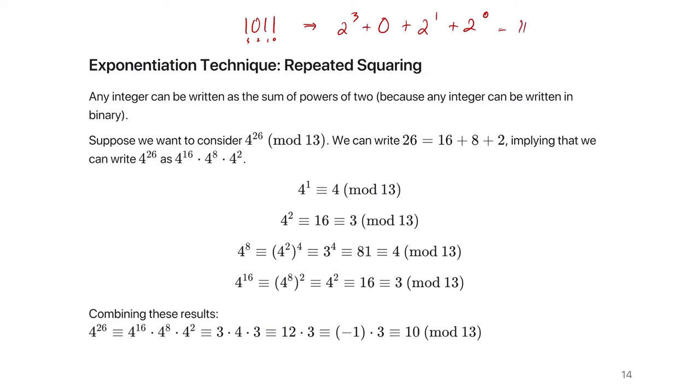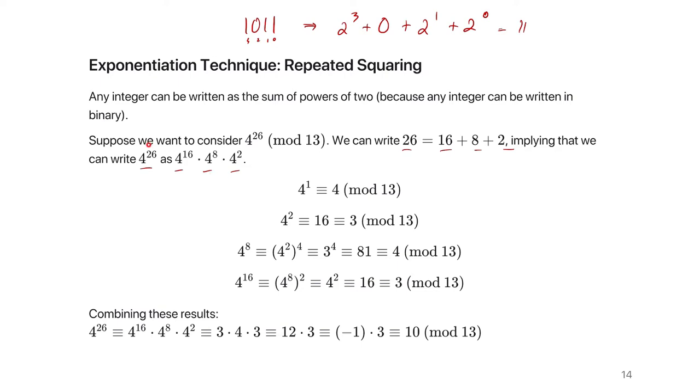Okay? And so how we'll use this is this idea of repeated squaring, right? And so, for example, if I want to consider 4 to the 26 modulo 13, I know I can write 26 as 16 plus 8 plus 2. Okay? Which means, since when you multiply exponential bases, you add in the exponent, I can write 4 to the 26 as 4 to the 16 times 4 to the 8 times 4 squared. Is that clear so far? Don't look so much at the calculations, but is up to this part clear?